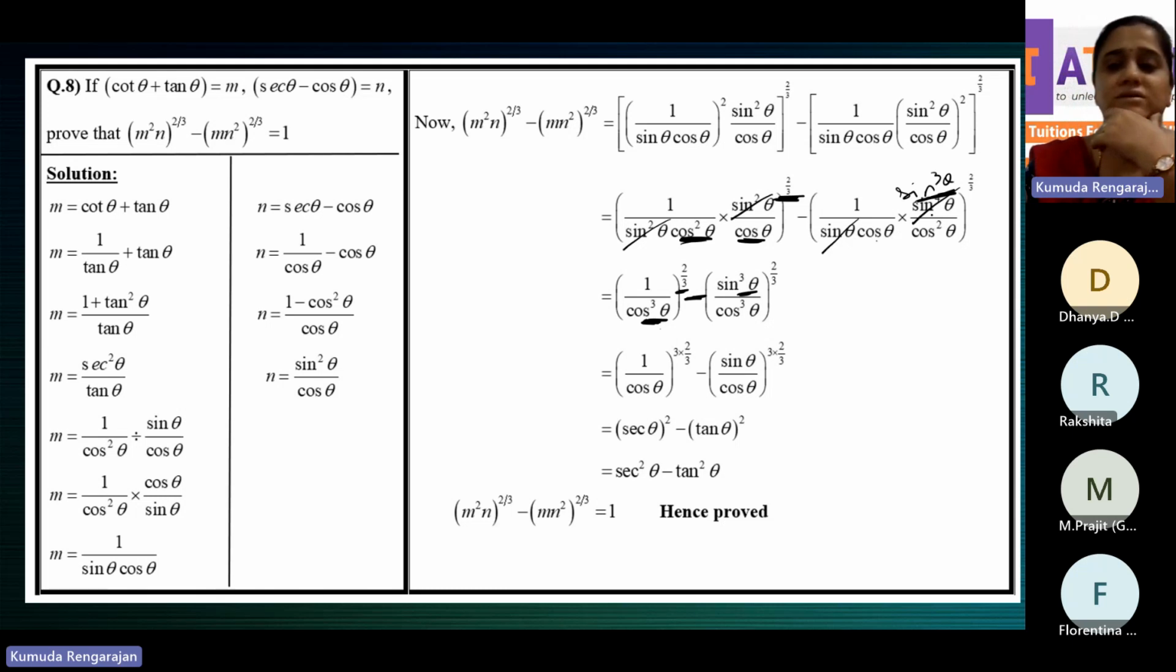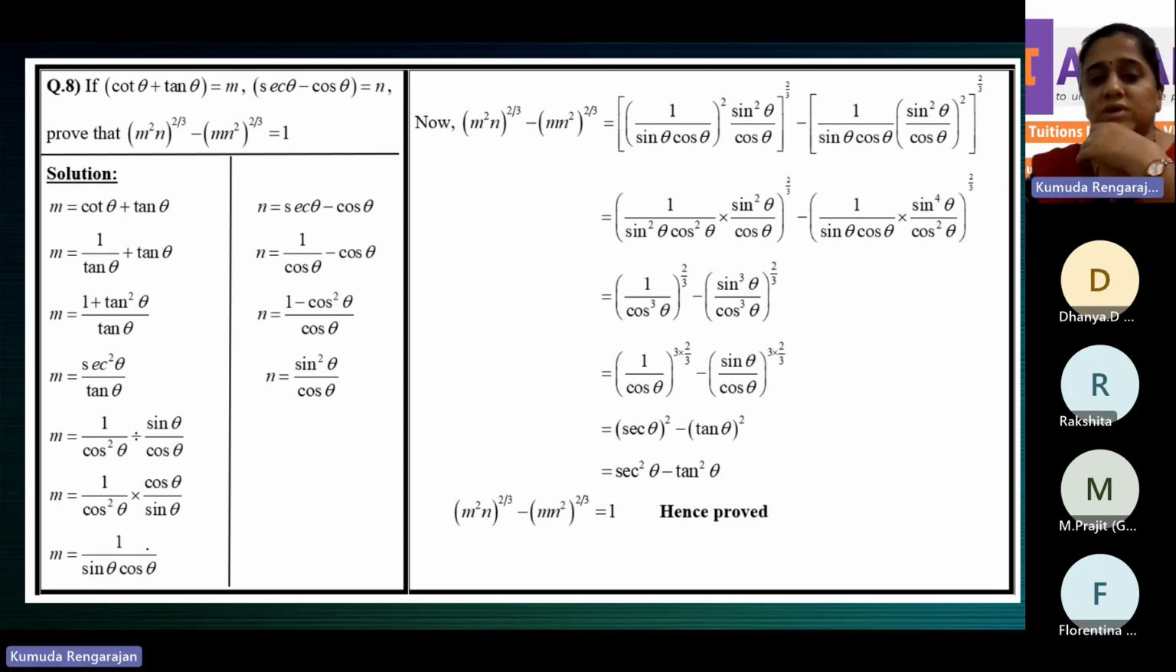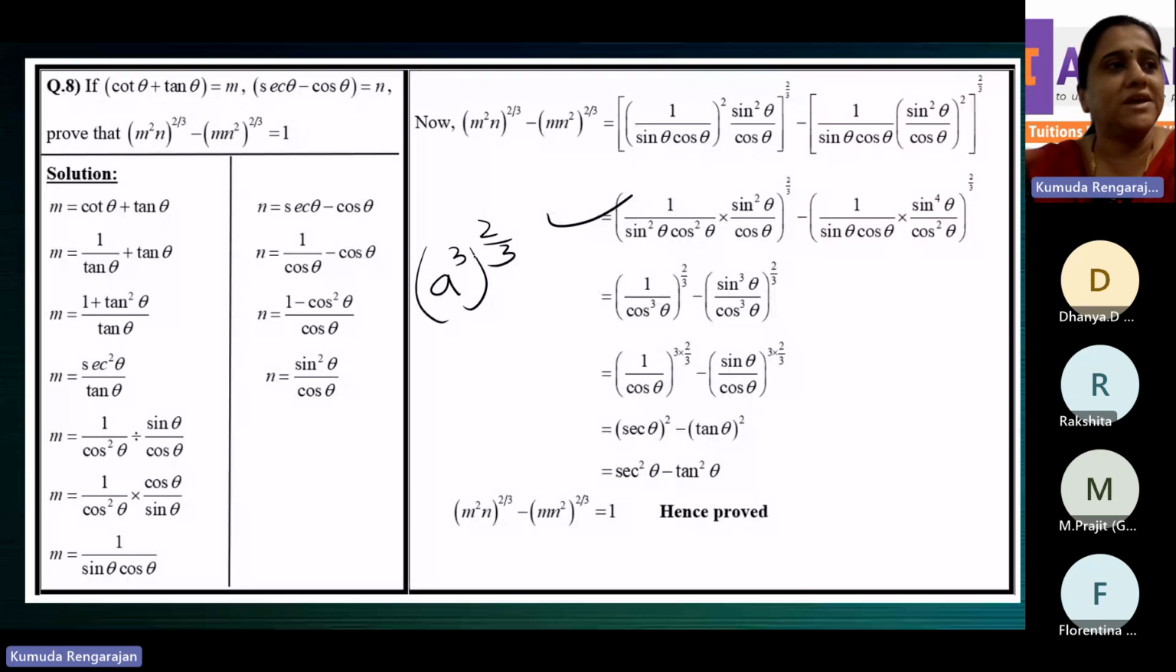So sine cube theta by, in the denominator, cos theta into cos square theta is cos cube theta. All right. I think I finished this step. So now it looks like this. Now, how do you simplify when you have powers, children? When you have a cubed, the whole power 2 by 3, in exponents, what we do? When we have many powers, we multiply the powers.